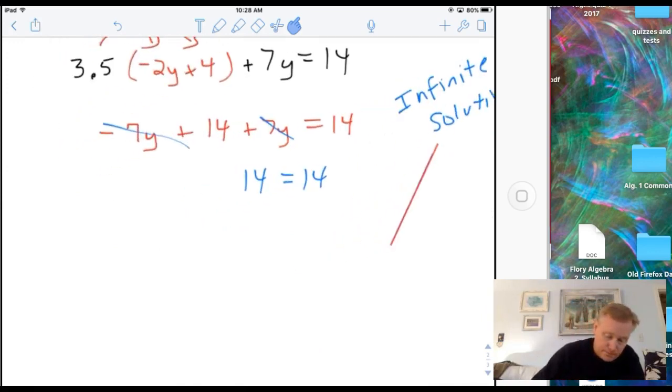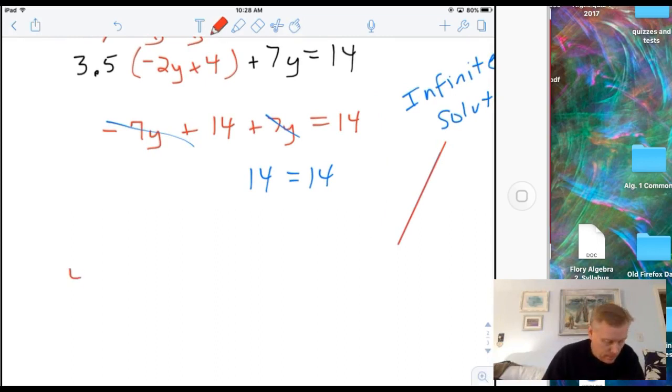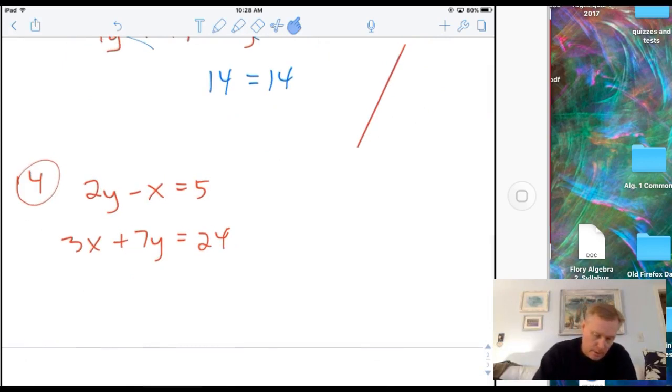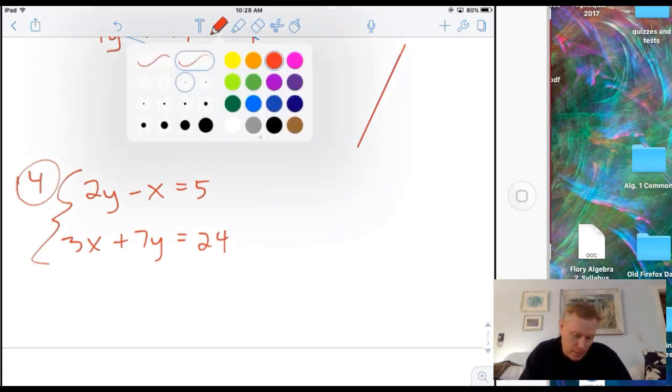Number 4. 2y minus x equals 5 and 3x plus 7y equals 24. Okay, so those go together. Clean up that 24. Do I have x alone or y alone? No, I don't. Not in either.